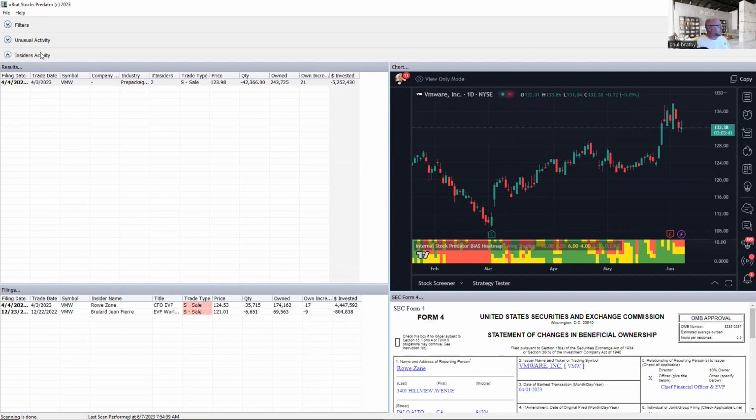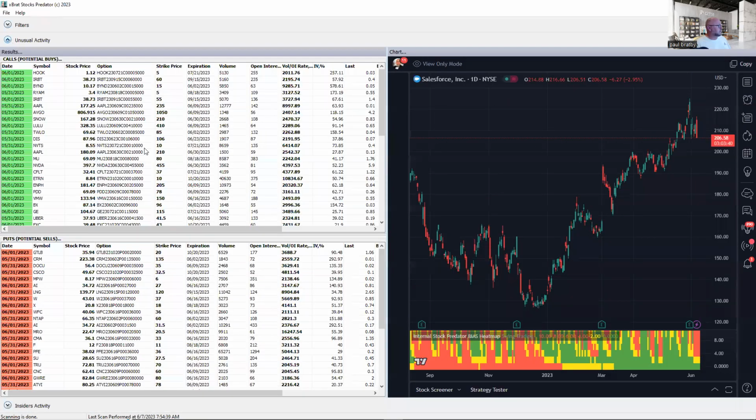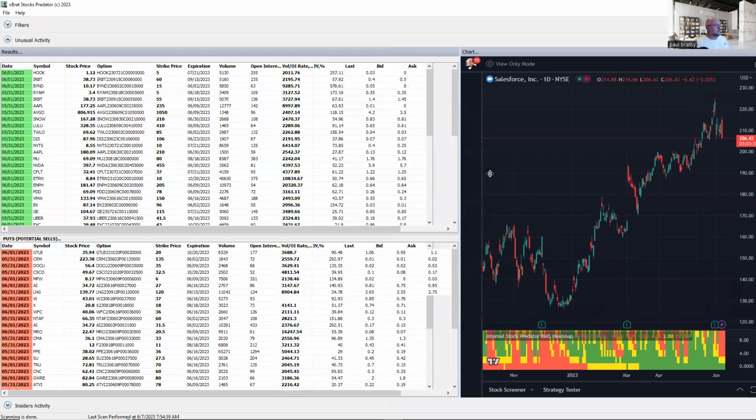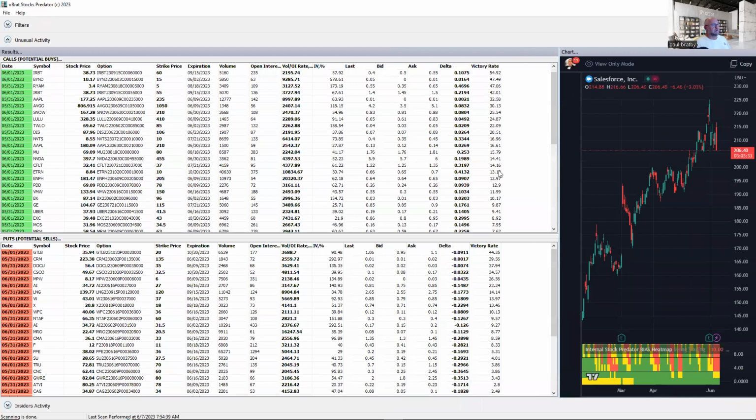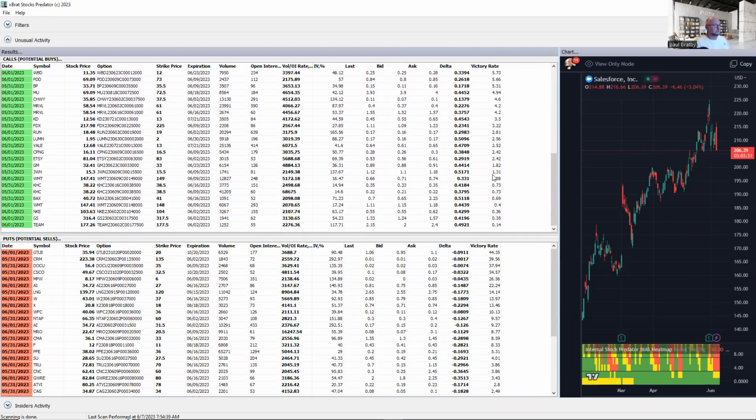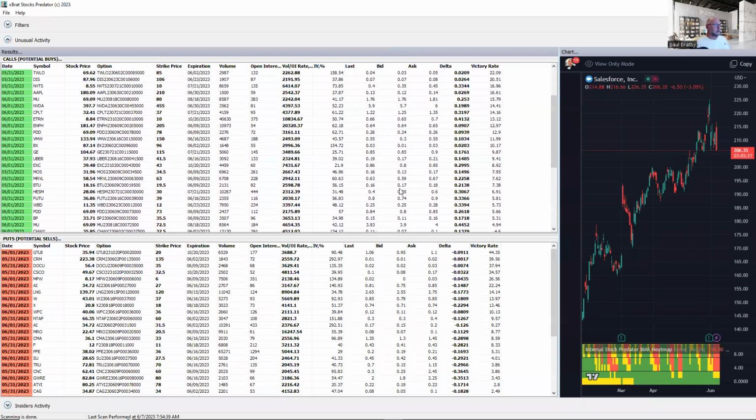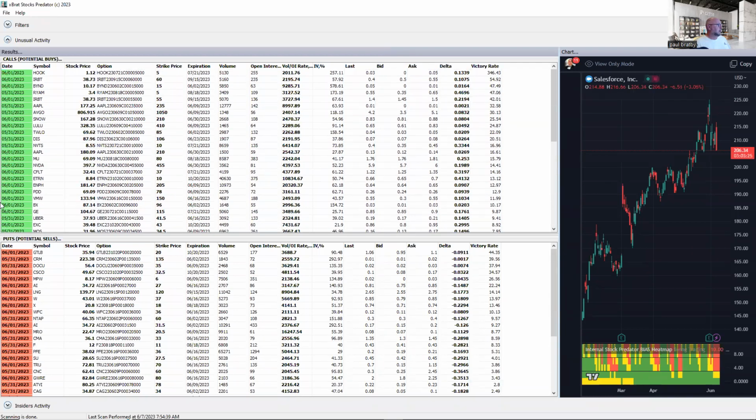So that's that one. Let's go to unusual options activity again. Just want to reiterate the victory rate. We wouldn't probably be looking at something with a really low victory rate here. We'd be looking at anything in double figures. So let's pick one. Somebody pick one.